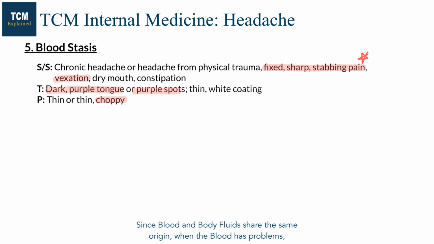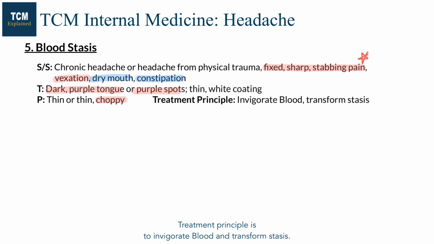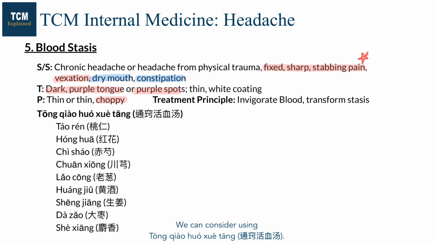Since blood and body fluids share the same origin, when the blood has problems, there may be problems with body fluids as well, causing signs and symptoms such as dry mouth and constipation. Treatment principle is to invigorate blood and transform stasis. We can consider using 通窍活血汤.